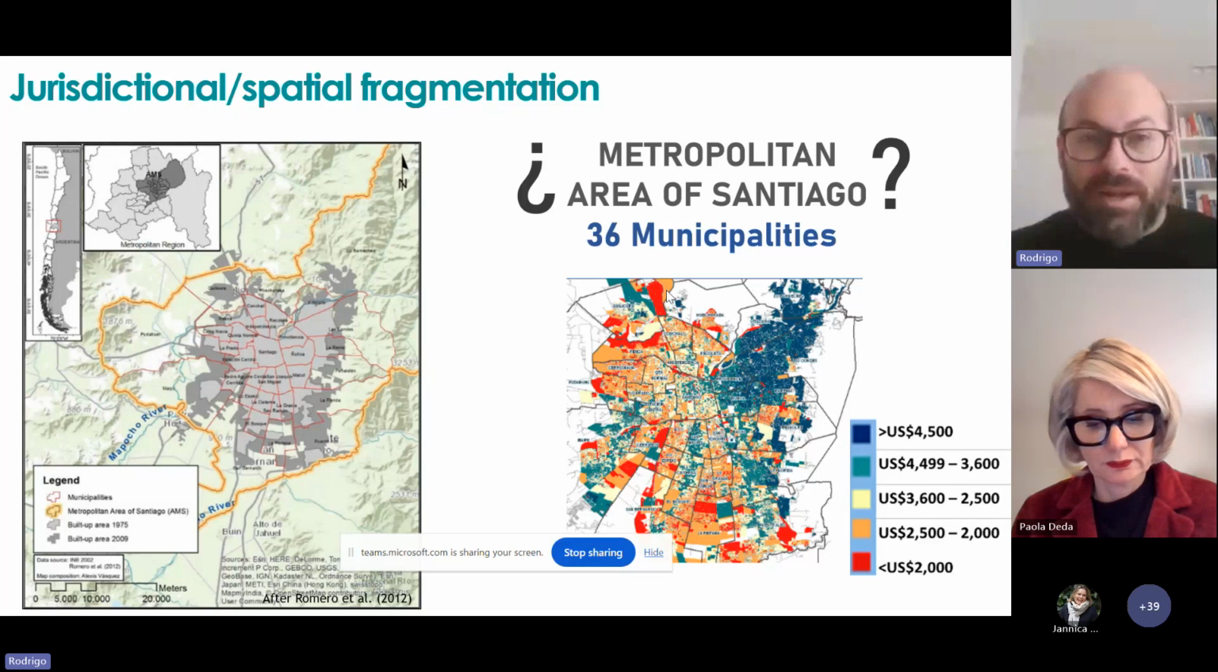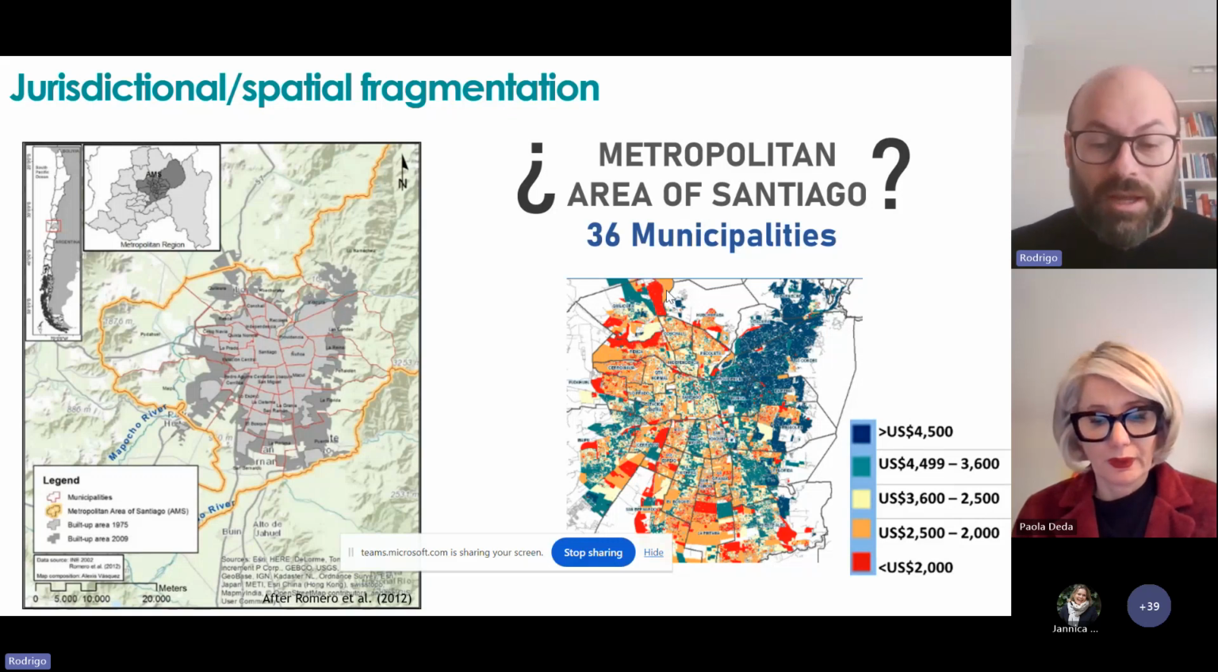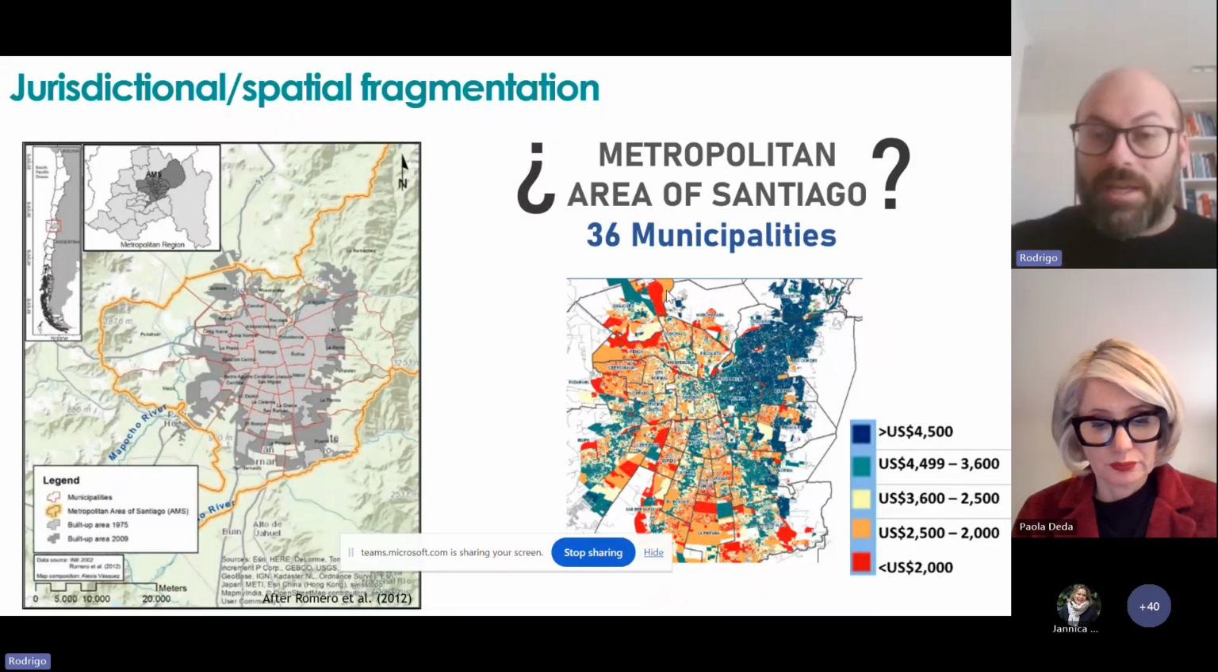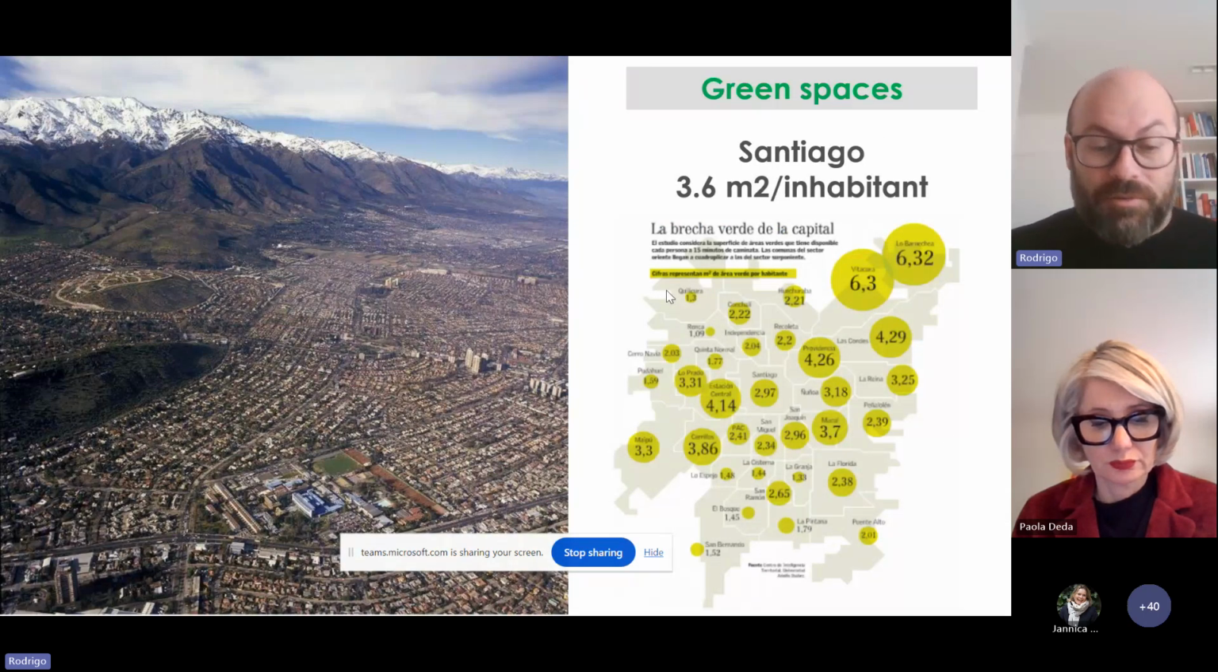But we also have, in addition, spatial and jurisdictional fragmentation, as the metropolitan area of Santiago is a conurbation composed of 36 municipalities, with different administrative local governments, with their own mayor, councils, and contrasting budgets. As you can see in the map on the right, the blue areas are the richest part of metropolitan Santiago, and the red ones are the poorest areas. And we don't have the leadership of a city mayor, so we have serious issues of coordination between different municipalities, and all this also affects the green infrastructure.